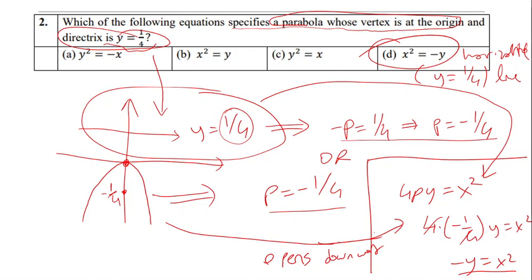Now, if you want to do it without graphing it, you can do it directly. Like, you say y is equal to p is a horizontal line. It has to be this, and this is minus p, and then p is this, and then put it in the formula. You can do it this way.